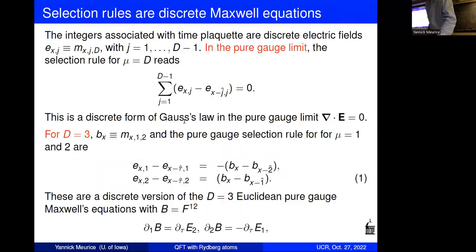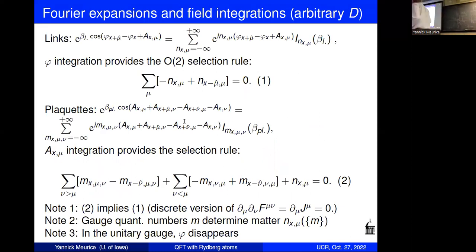So the n's are on the plaquettes, and then this is a d mu f mu nu, and these are the degrees of freedom on the links. And so when you give the plaquette quantum numbers, they completely fix the matter quantum numbers. So they live there in a way that is completely dictated by the gauge degrees of freedom, which makes this model very easy to simulate.